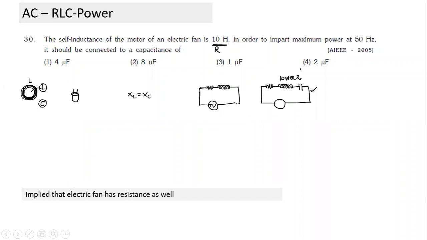I think this is a past question, and most of you should be able to calculate it. Equate XL equal to XC, which is easy to calculate. The value of frequency is given, so omega is given. Omega is 100 pi.